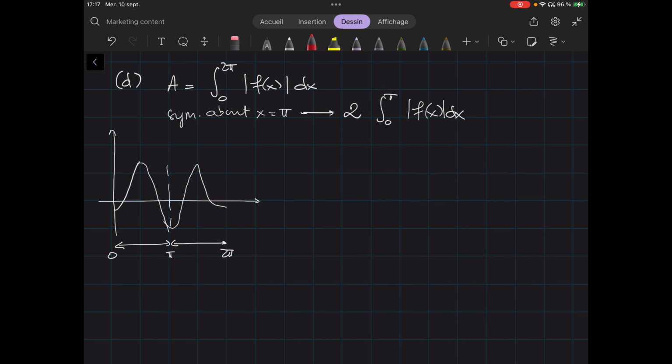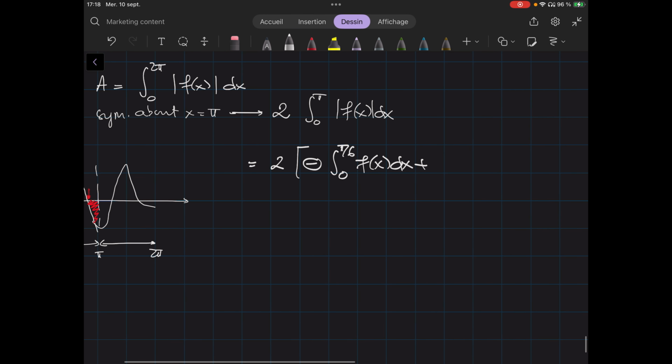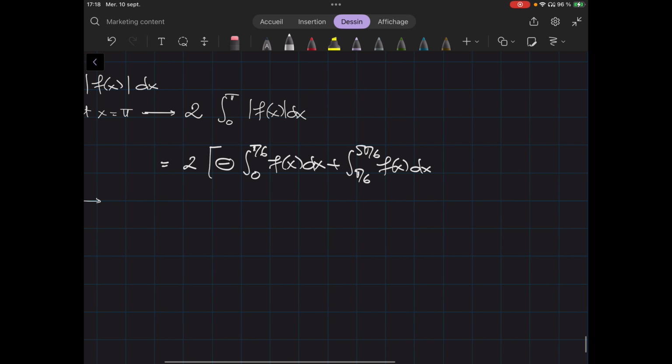Now we have to be very careful. This part over here is below the x-axis. Therefore, when you break out of the absolute value sign, it will be negative. So we'll break it up into 3 parts. First part, second part, third part.